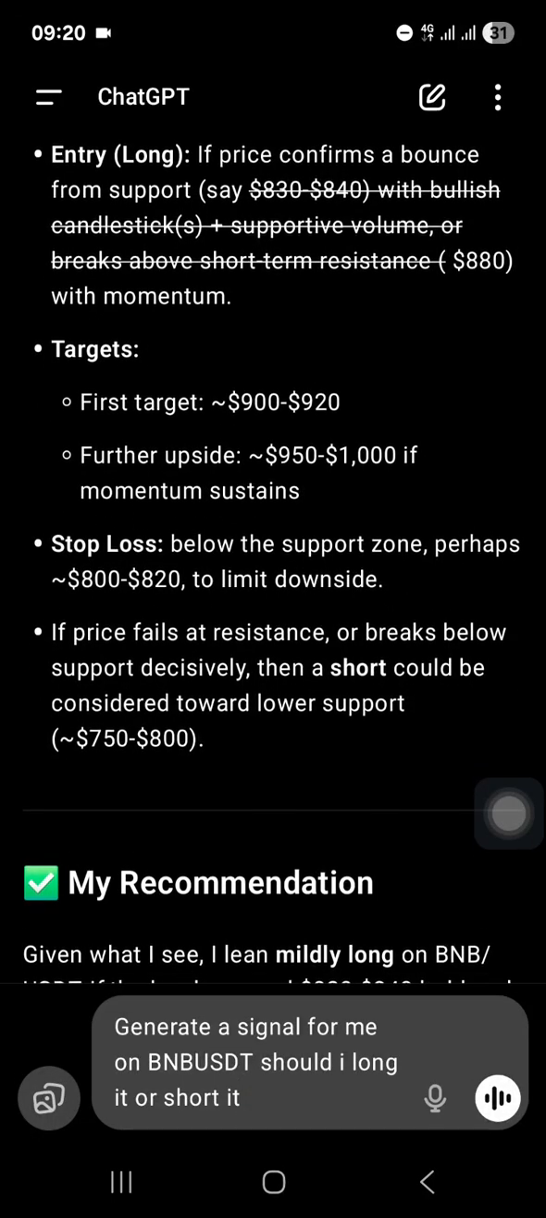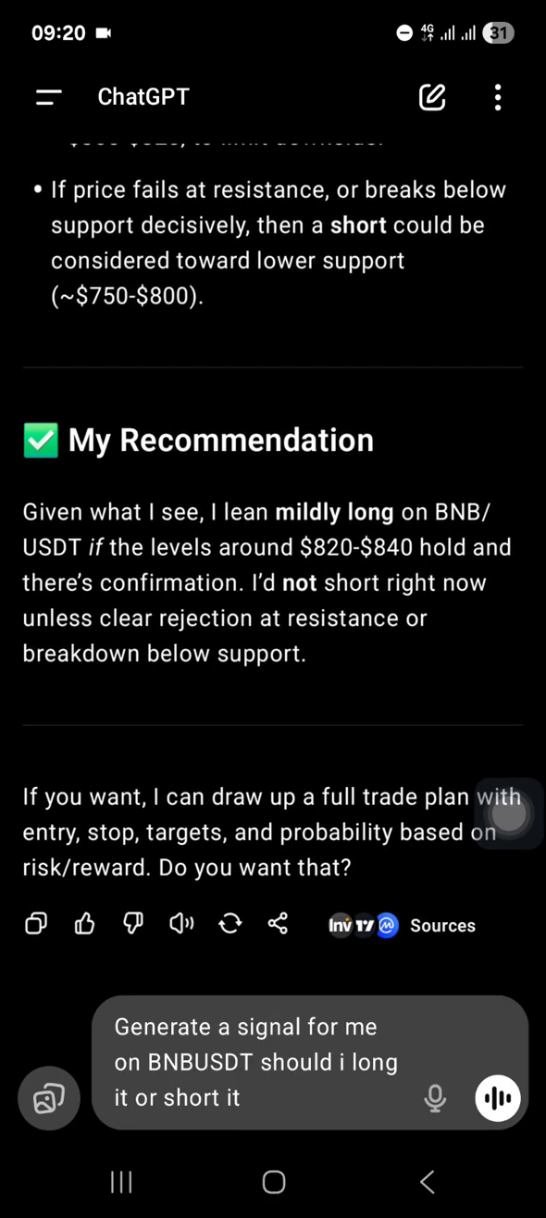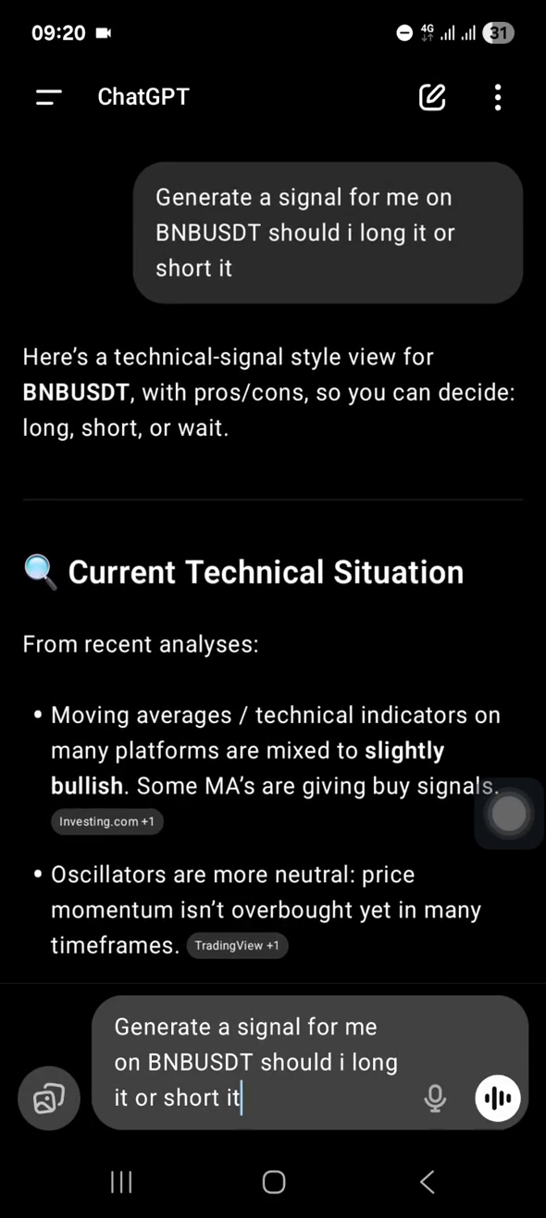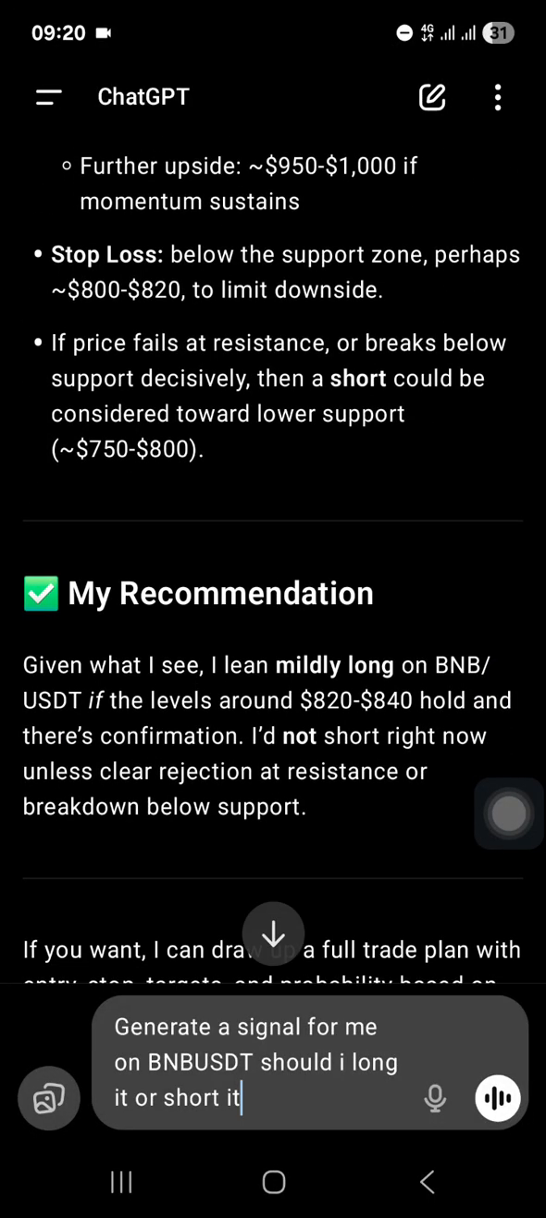This is not actually updated. It's not even saying anything that it has actually broken $1,000. Now, the further upside it's just telling us is between 950 and 1,000. You see, ChatGPT, I recommend it for anyone who wants to use it, but actually it's not updated. It's not updated at all. It's not even telling us anything relating to $1,000.